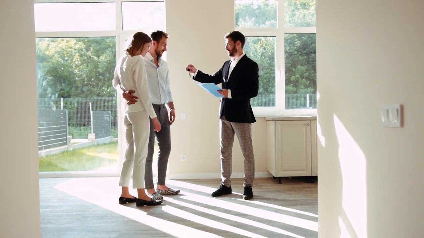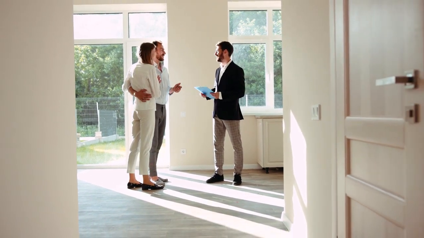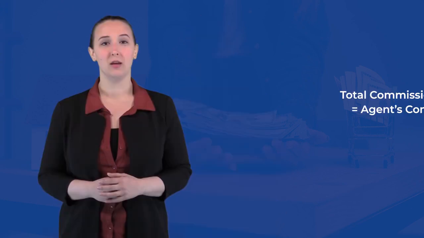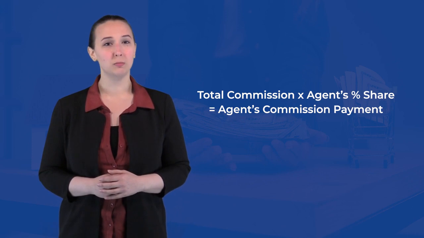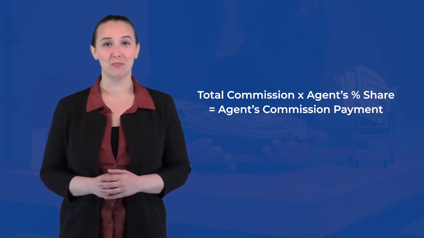Remember, commission payments are paid to brokers, but then the commission payment can be split up. This occurs if more than one broker worked with the same client, or the broker brought on salespersons to work as sub-agents on the transaction. In this situation, the division of the commission should be determined ahead of time. To determine the amount an individual real estate agent will earn from the transaction, we use this formula. Total commission multiplied by the agent's percentage share equals the agent's commission payment.